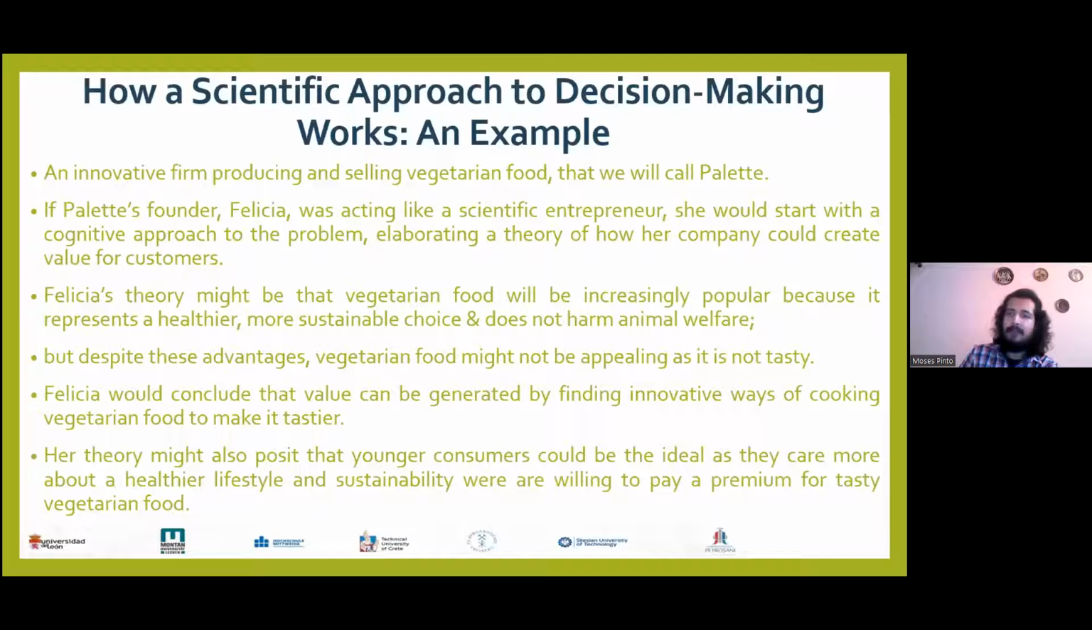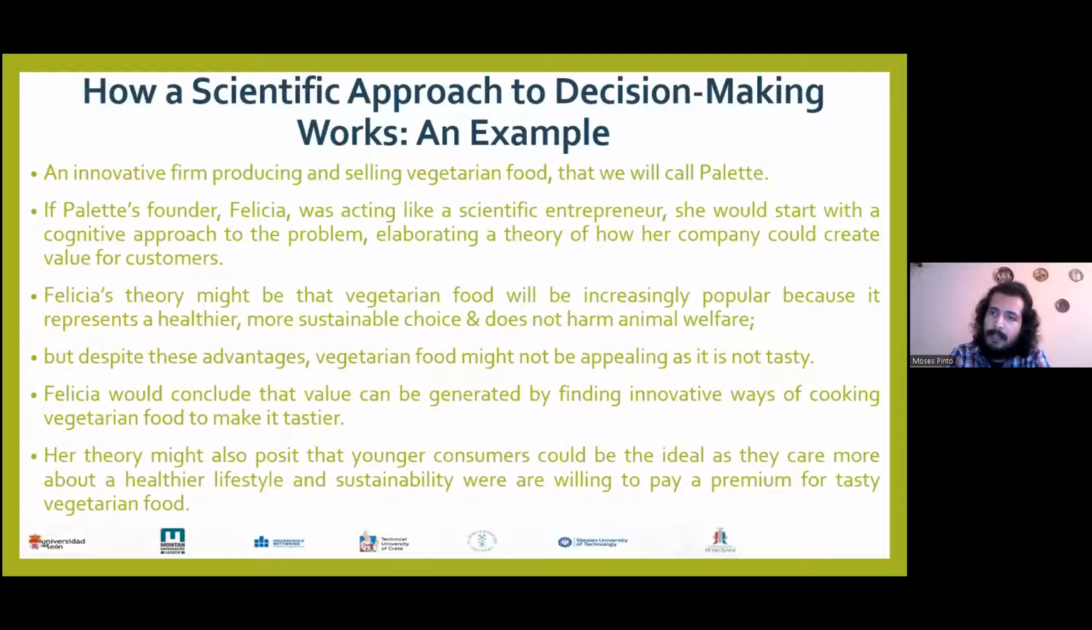I've just taken the liberty to exemplify this in the form of a business model. Firstly, we have an innovative firm that intends to produce and sell vegetarian food. We will call this firm Palette. If Palette's founder, Felicia, was acting like a scientific entrepreneur, she would start with a cognitive approach to the problem, elaborating a theory of how her company could create value for customers.